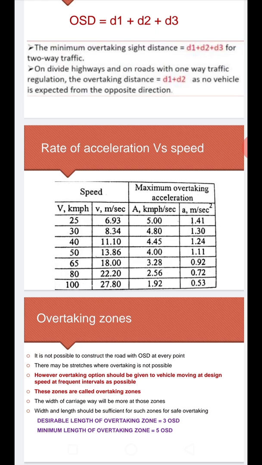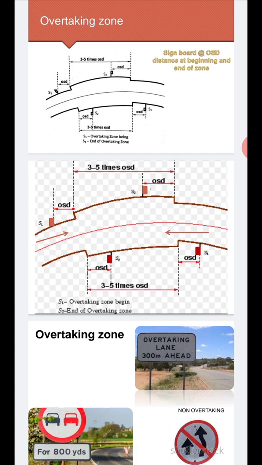These are the various speeds in kmph and meters per second, and similarly acceleration in kilometers per hour per second and meters per second squared. Next is the overtaking zone. It is not possible to provide OSD for the entire stretch. Some stretches, especially in ghat sections, mention where the overtaking zone starts and ends. The minimum length is 3 times the OSD, and desirable is 5 times the OSD.